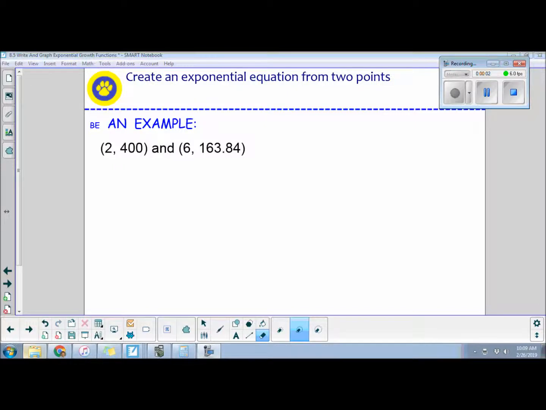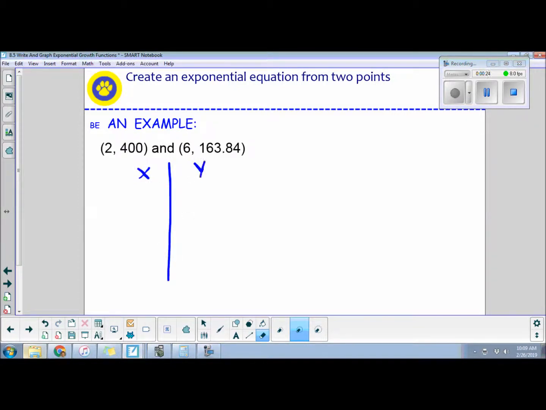Today we're going to create an exponential equation from 2 points, and I'm going to do each problem with 2 different methods, so you can kind of choose which one that you prefer. So the first one I'm going to do is I'm going to take these 2 points, turn them into a table, and give you a little bit more of a visual while I'm trying this problem out.